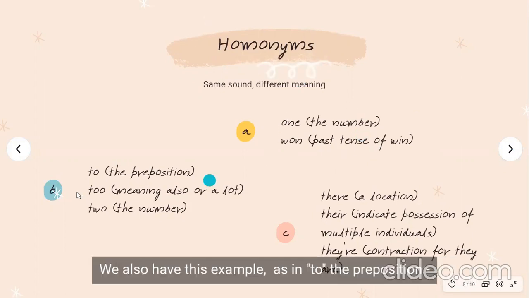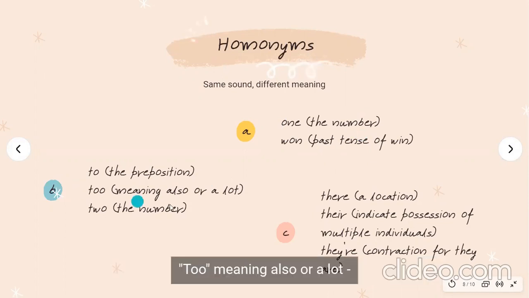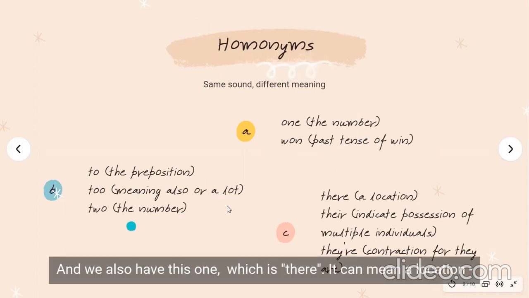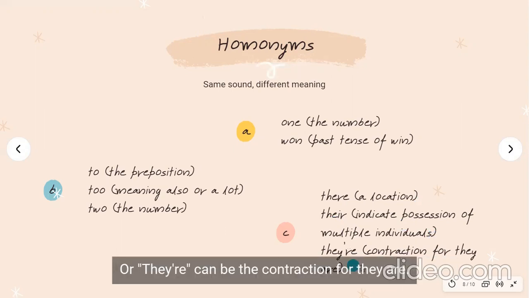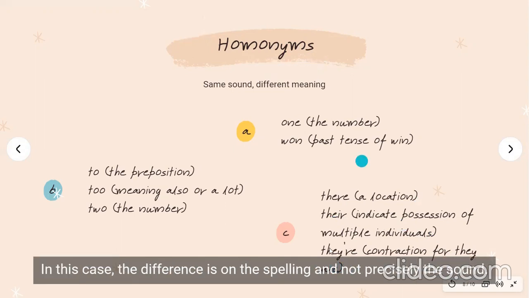We also have this example: to, the preposition, too, meaning also or a lot, and two, which is the number. And we also have this one, which is there. There can mean a location. Their can also indicate possession of multiple individuals. Or they're can be the contraction for they are. And in this case, the difference lies in the spelling and not precisely in the sound.